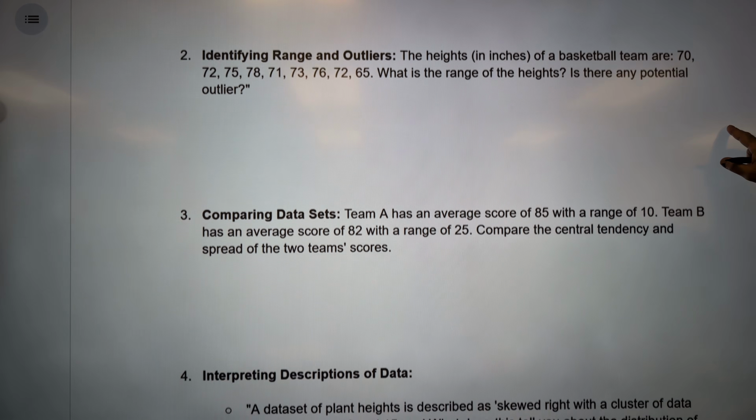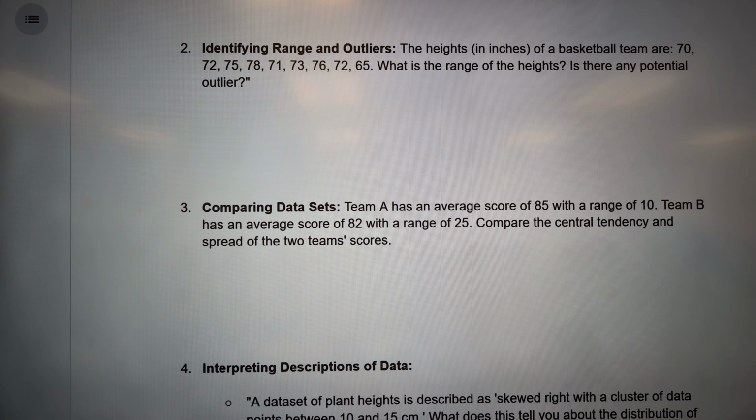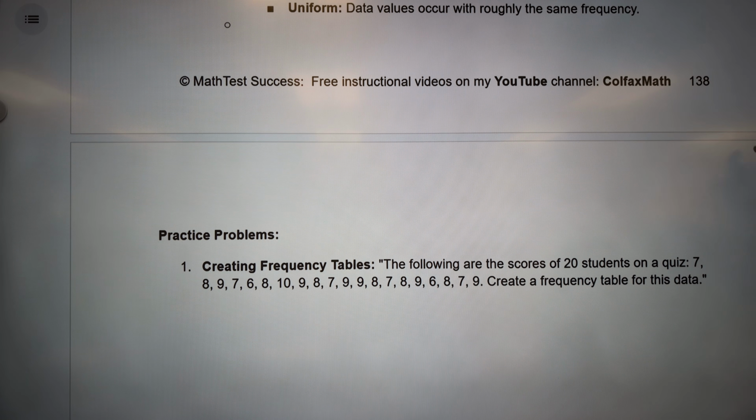Okay, here's another couple of example problems here. Looking at, oops, I don't know what happened there.